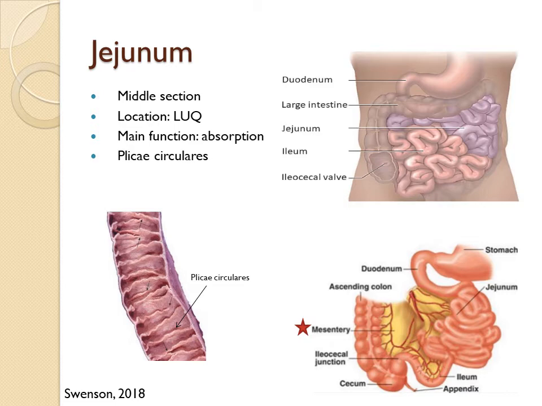The jejunum is attached to the posterior abdominal wall by the mesentery, which is a double layer of peritoneum and allows blood vessels, lymphatics, and nerves to supply the intestines. The transition to the ileum is not sharply marked and is only visible microscopically.